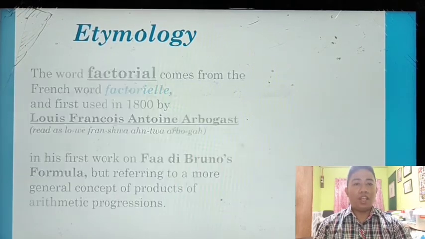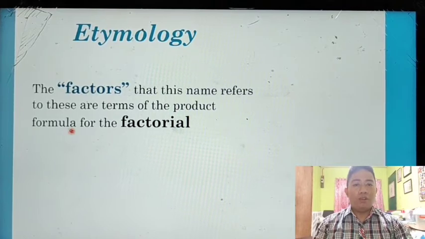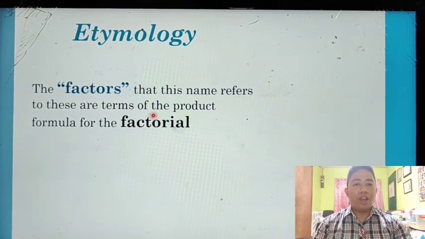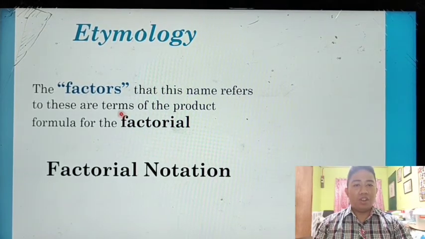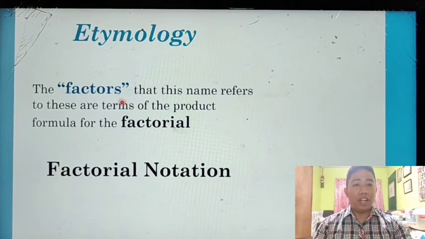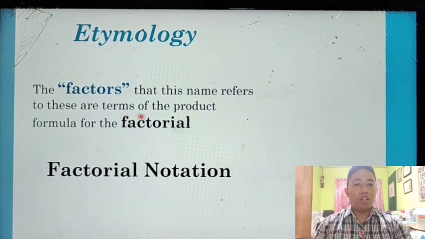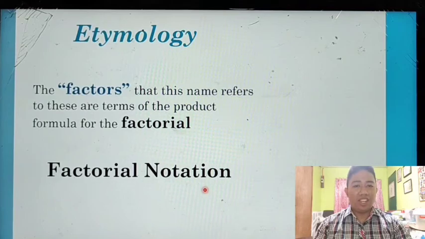So let us proceed to another one. The word factor: this name refers to the terms of the product formula for factorial. So the word factorial comes from the root word in English, which is factor, and this refers to all the terms of the product formula which is known as the factorial notation.